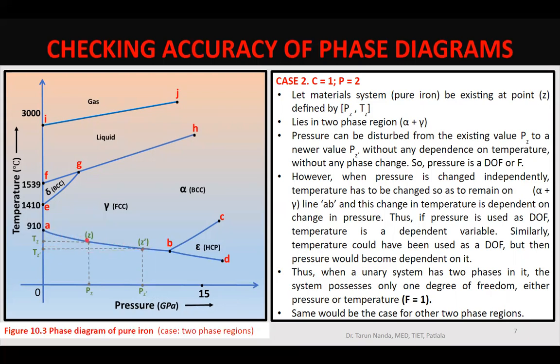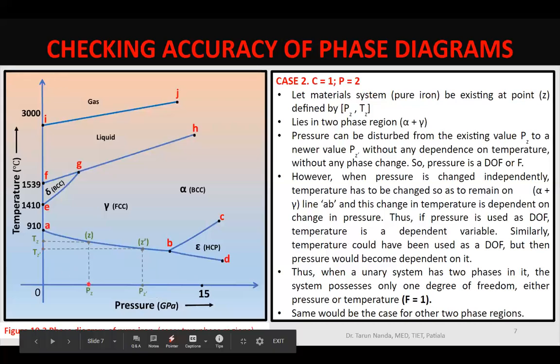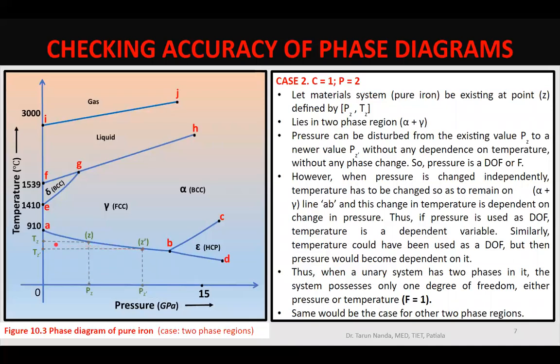See, at point Z, there were two phases existing in the system, the alpha phase over here and the gamma phase from here. So, so that by changing the variables I do not change the existing phases, I have to remain on this line AB. And to do that, if I have changed the temperature value by this amount, the pressure value ought to be changed by this amount, so that this Z point shifts to point Z dash. So here temperature has been exercised as a degree of freedom, but pressure had to be changed. And this pressure change was dependent upon the amount of temperature change that you had made.